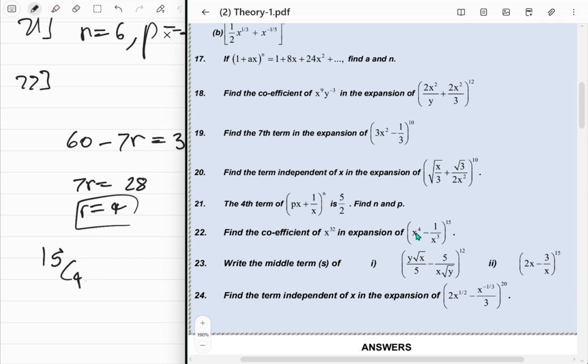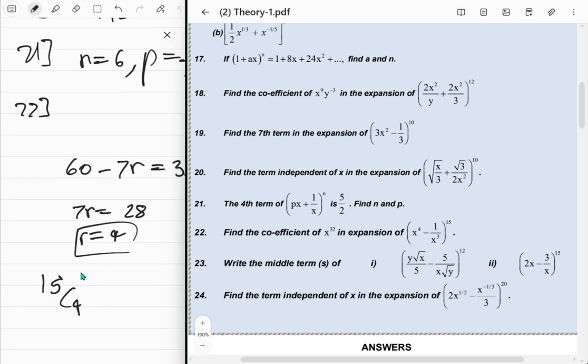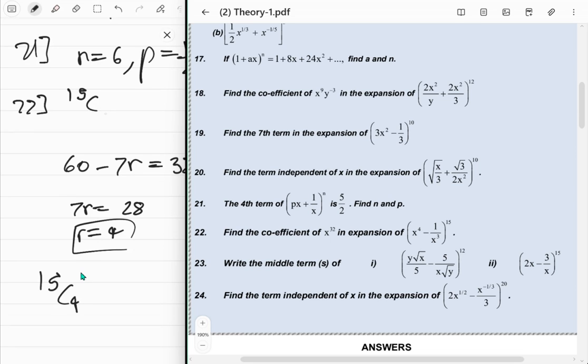15C4. And well, okay, these are not there. It's just negative 1 to the power 4, and that's why that's not here. So just 15C4 is the coefficient. That's it, huh? Should I even calculate this? No, just repeat. Or you know what? Okay, let's calculate this.